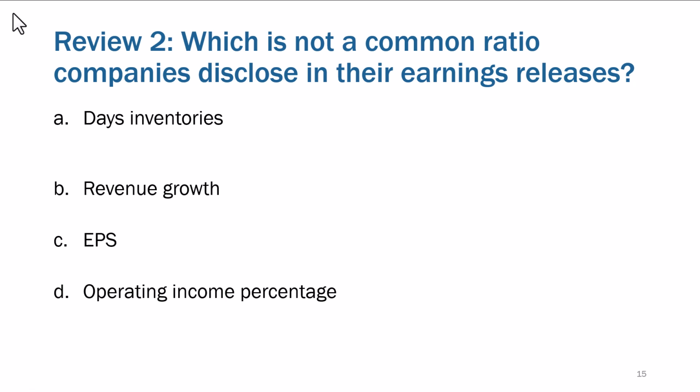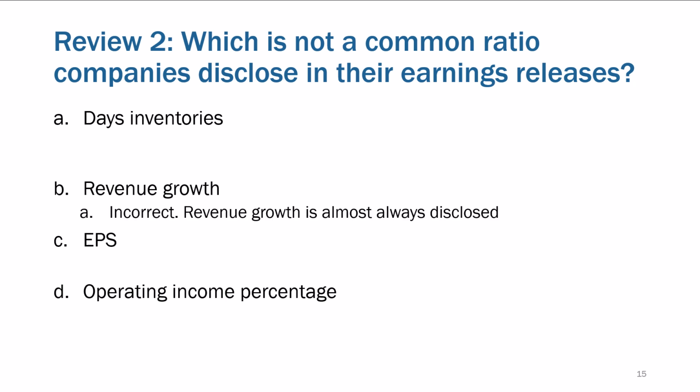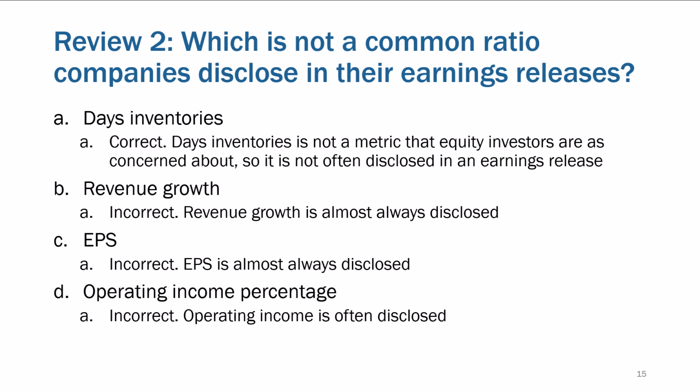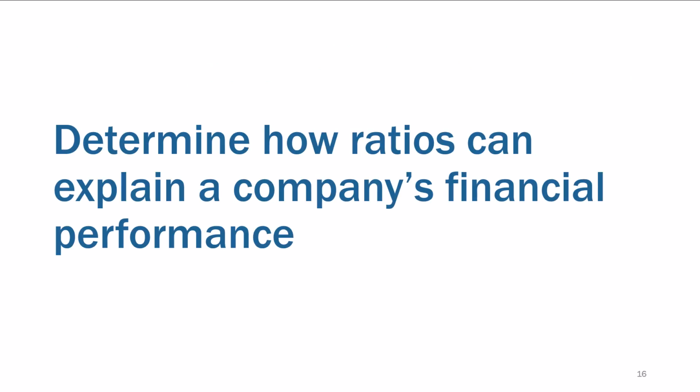So which of these is not a common ratio that a company discloses in their earnings releases? If we think about that, actually, we just went through some of those. Revenue, that's almost always disclosed. Earnings per share is almost always disclosed. Operating income percentages are frequently disclosed, but with none of those did we see days inventories. All right, so we're thinking about common ratios that companies use. The next thing we're going to do is determine how ratios can explain a company's performance.